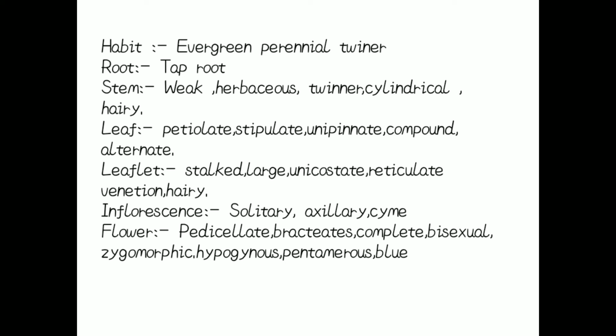Then the stem is weak, herbaceous, twiner, cylindrical, hairy. Then the leaf is petiolate, stipulate, unipinnate compound, and alternate. The leaflet is stalked, large, unicostate, reticulate venation and hairy.